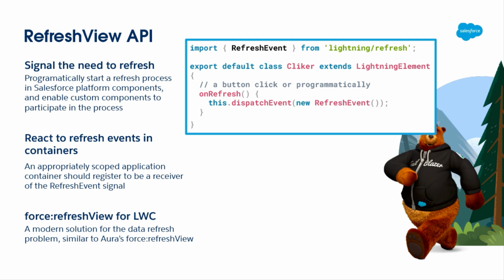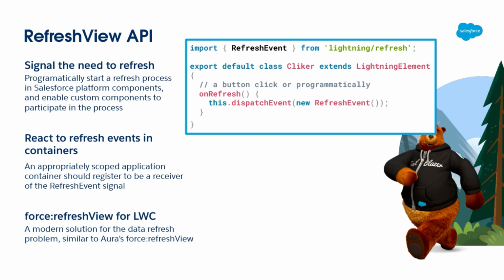The Refresh View API is now GA, and will let you synchronize component data without a page refresh. Think of this API as being very similar to our Force Refresh View, but now with modern web standards. It allows you to create refresh events and decide what components will listen to these events. This avoids wasting resources such as refreshing more components than needed.